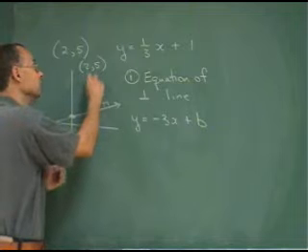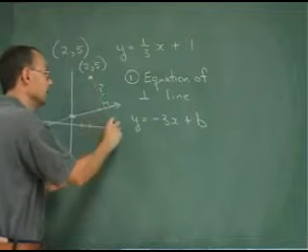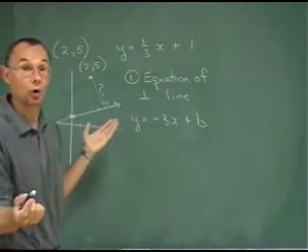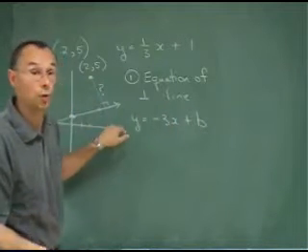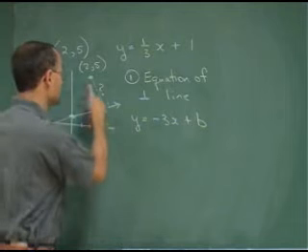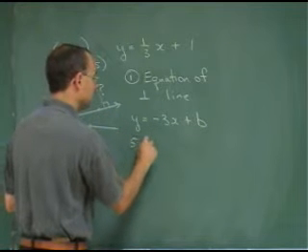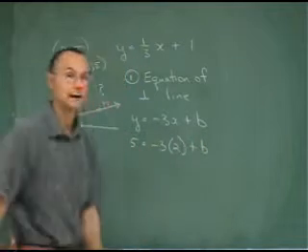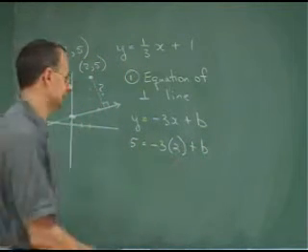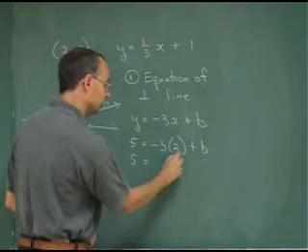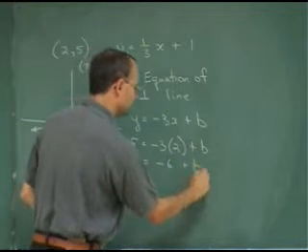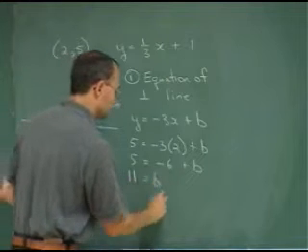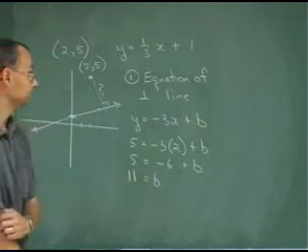Now what we have to do is, how do we get B, the y-intercept? Well, we do know that this line does go through the point (2, 5). So we just plug those values in for the x and for the y and solve for B. So we put in a 5 for the y, we put in a 2 for the x, and that allows us to figure out what B is. That gives us 5 equals negative 6 plus B. So we're going to add 6 over to here. So B turns out to be 11.